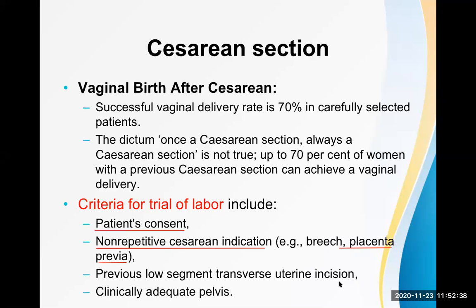Previous low segment transverse uterine incision and a clinically adequate pelvis are some other criteria for the trial of labor. The surgeon can go for the trial of labor, and if it fails, then cesarean section is always there.